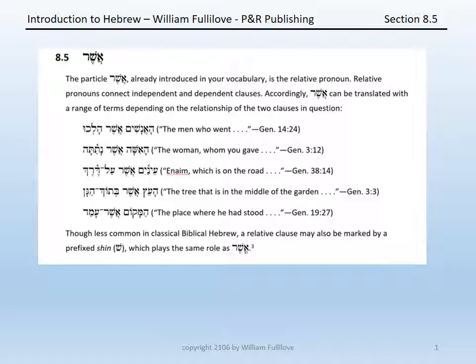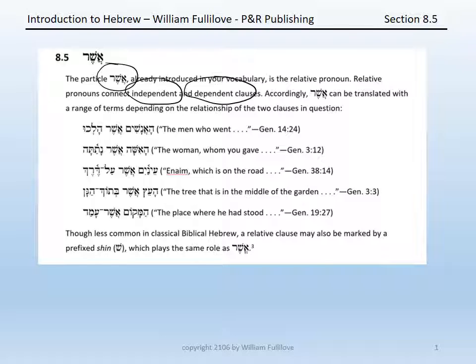To review those grammar terms, an independent clause is a clause that can stand on its own, such as "he ran." A dependent clause cannot stand as a full sentence. It must be connected to an independent clause. So for instance, you might say, "when it got dark." If you stop there, you feel how the clause cannot stand on its own. But if you combine them, "when it got dark, he ran." The particle asher, this relative pronoun, connects these two types of clauses.